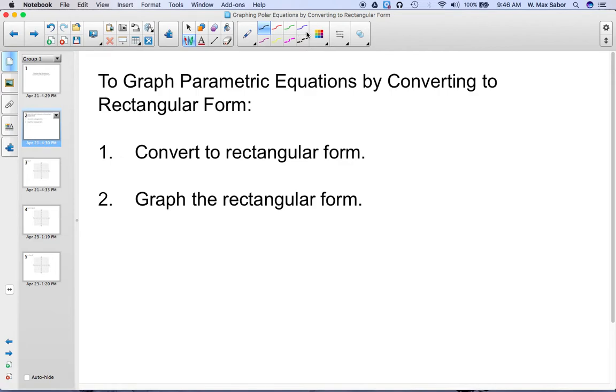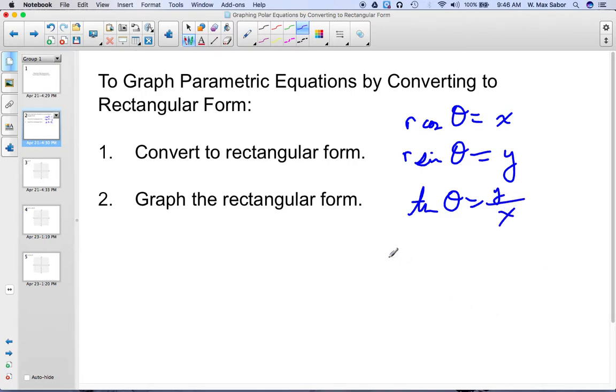It's using the same equations that we set up before. r cosine theta equals x, r sine theta equals y, tangent of theta equals y over x, and r squared equals x squared plus y squared. So frequently we won't have these written out for us in advance, and it will be our responsibility to manipulate the equation in some way to get one of these things on the left to appear so that we can substitute in the things on the right.